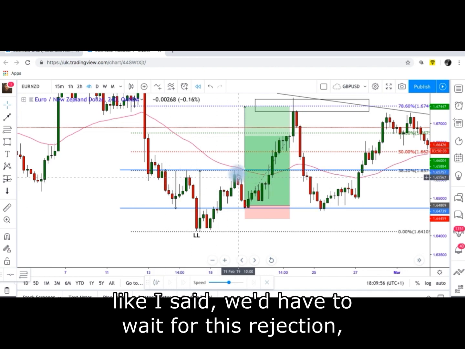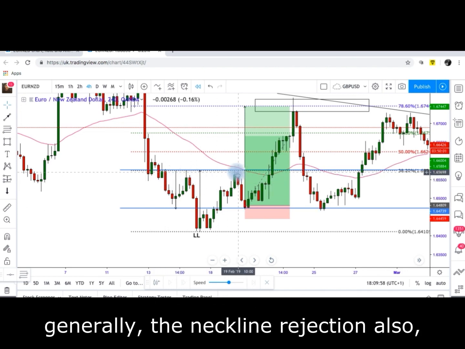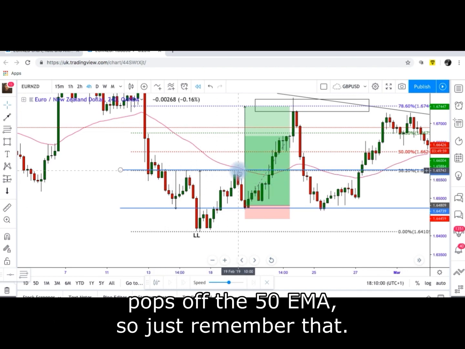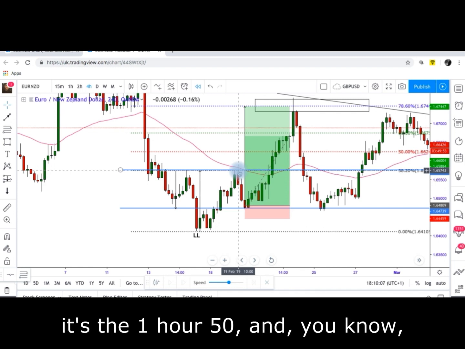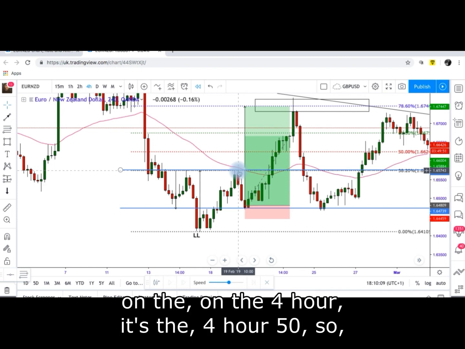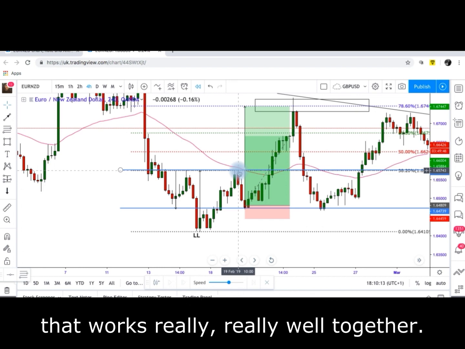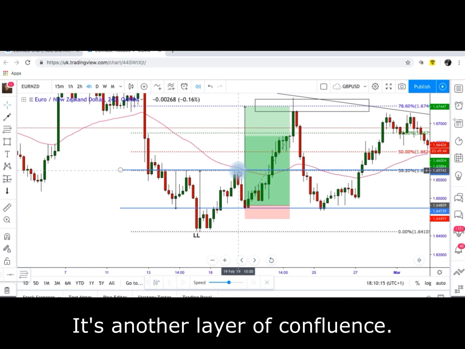Like I said, we'd have to wait for this rejection. Generally, the neckline rejection also pops off the 50 EMA. So just remember that. Normally on a 1 hour pattern, it's the 1 hour 50. And on the 4 hour, it's the 4 hour 50. So that works really, really well together. It's another layer of confluence.